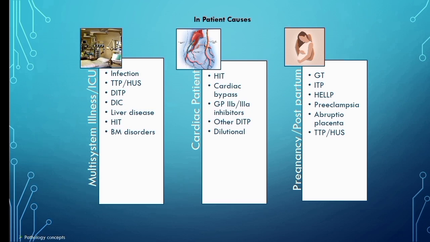In the patients with cardiac conditions, certain type of treatment is required like heparin or cardiac bypass surgery or GP2B3A inhibitors and other drugs. They can induce thrombocytopenia. And third is pregnancy or postpartum associated thrombocytopenia. The causes are gestational thrombocytopenia, ITP, HELLP syndrome, preeclampsia, abruptio placenta, TTP or HUS.